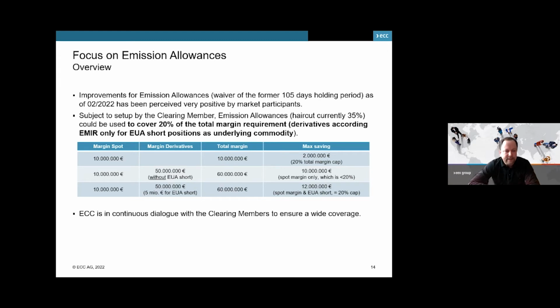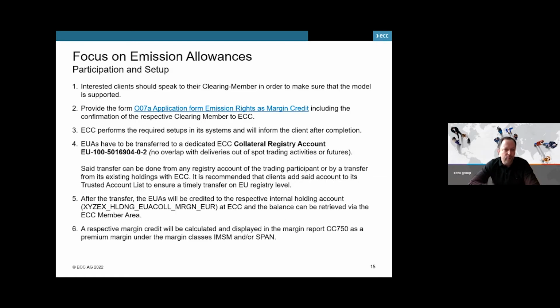As I said, we have recently rolled this out in February, and we have received much client feedback on that. We are in continuous dialogue with our clear members to ensure that this solution can be accepted, and I think the number of clear members accepting this will grow in the next months or weeks, and then hopefully this is a normal setup for everyone. The next slides show you how it works in detail.